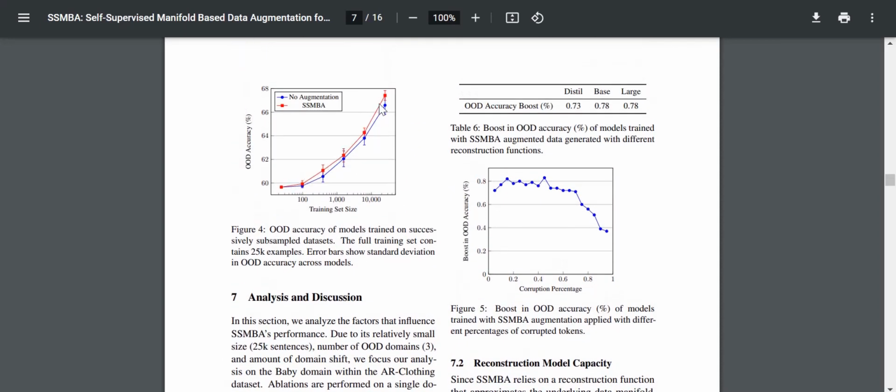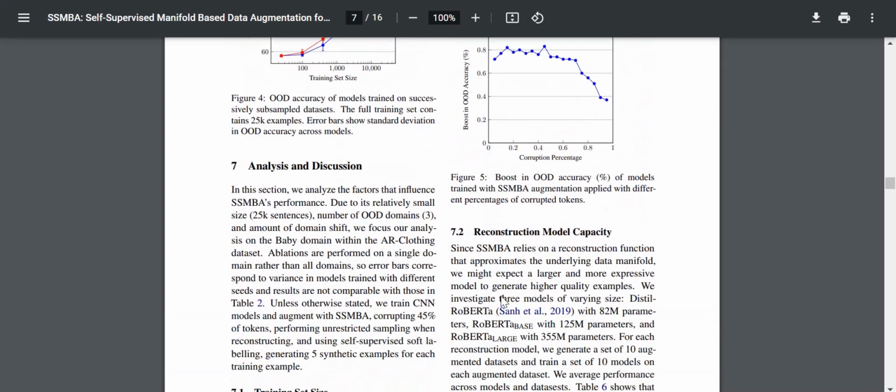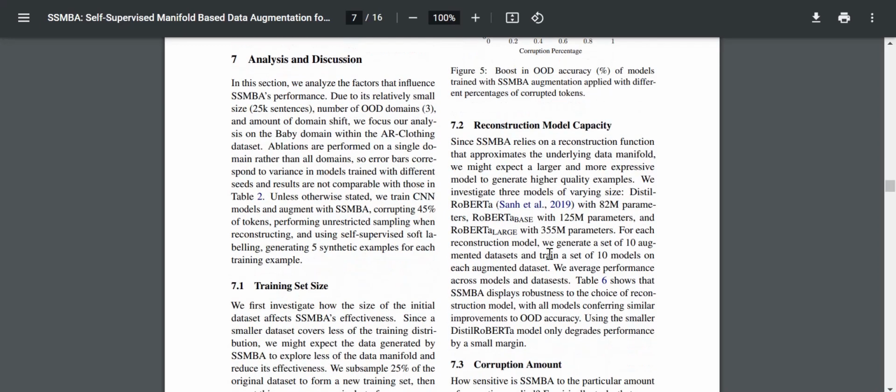Right, so you can see the SSMBA curve is continuously above the no augmentation curve. For reconstruction model capacity, since SSMBA relies on a reconstruction function that approximates the underlying data manifold, we might expect a larger and more expressive model to generate higher quality examples. So we investigate these models of varying size. DistilRoBERTa with 82 million parameters, RoBERTa base with 125 million parameters, and RoBERTa large with 355 million parameters.